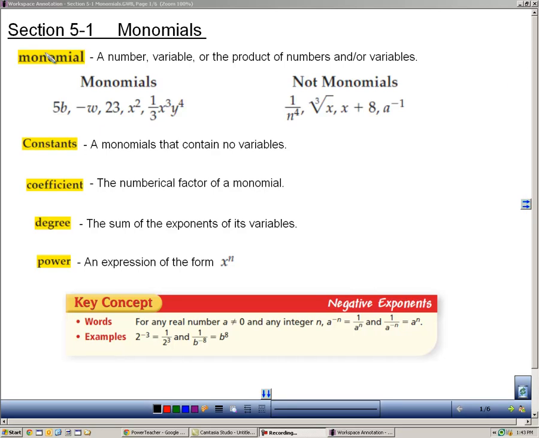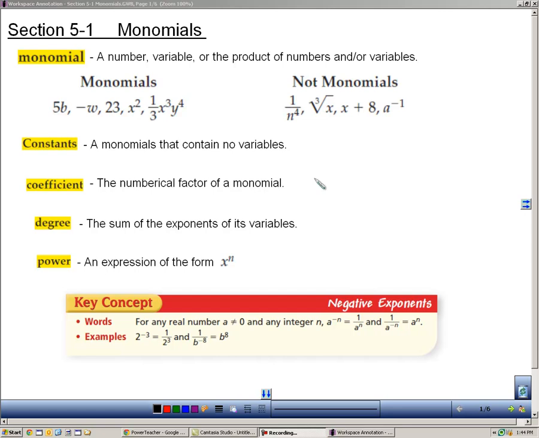Section 5.1 is about monomials. A monomial is a number, a variable, or the product of numbers and variables. Here you see some examples of things that are monomials, and here you see some examples of things that are not. The reason these are not monomials, first because this one involves division of a variable. You can't have that. You can't have radical signs with a letter underneath it.